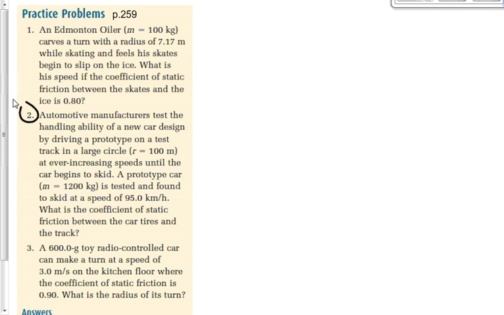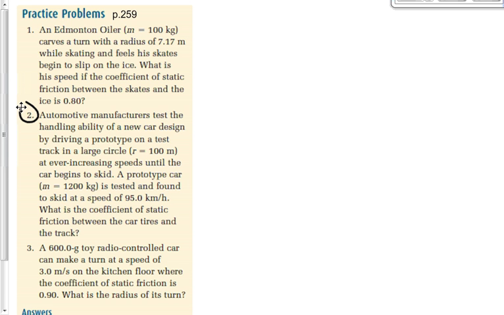It says automobile manufacturers test the handling ability of a new car design by driving a prototype on a test track in a large circle, and it gives us the radius of that circle, at ever increasing speeds until the car begins to skid. A prototype car of mass 1,200 kilograms is tested and found to skid at a speed of 95 kilometers per hour. What's the coefficient of friction? Okay, a bit of a tricky question.